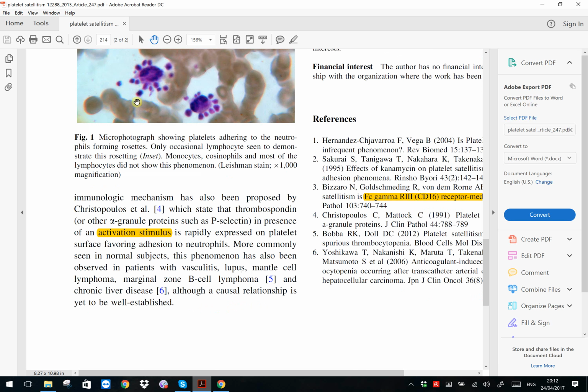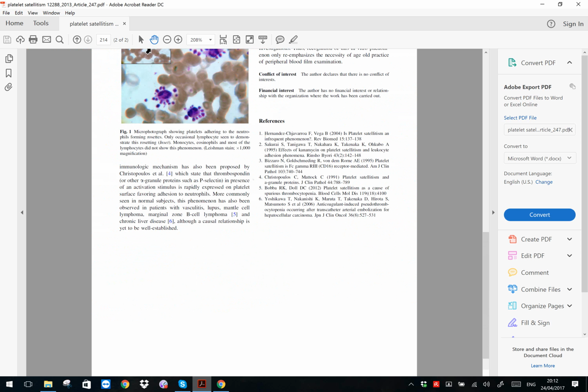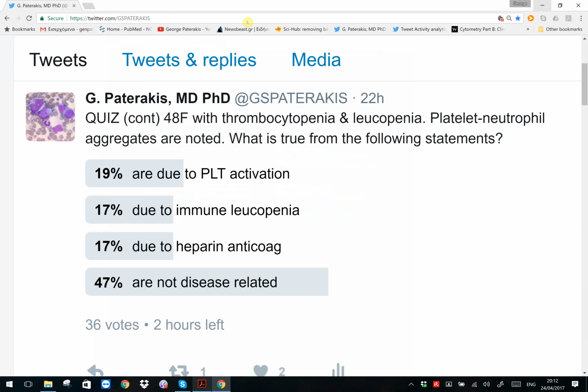So, what is the correct answer? The correct answer is not disease related, and most of the votes are for this, and the majority is correct.